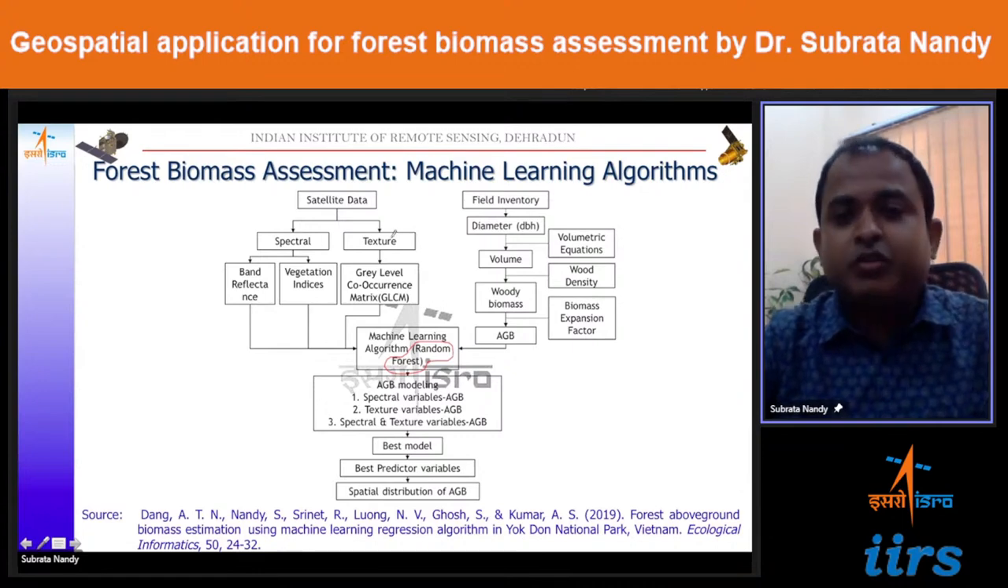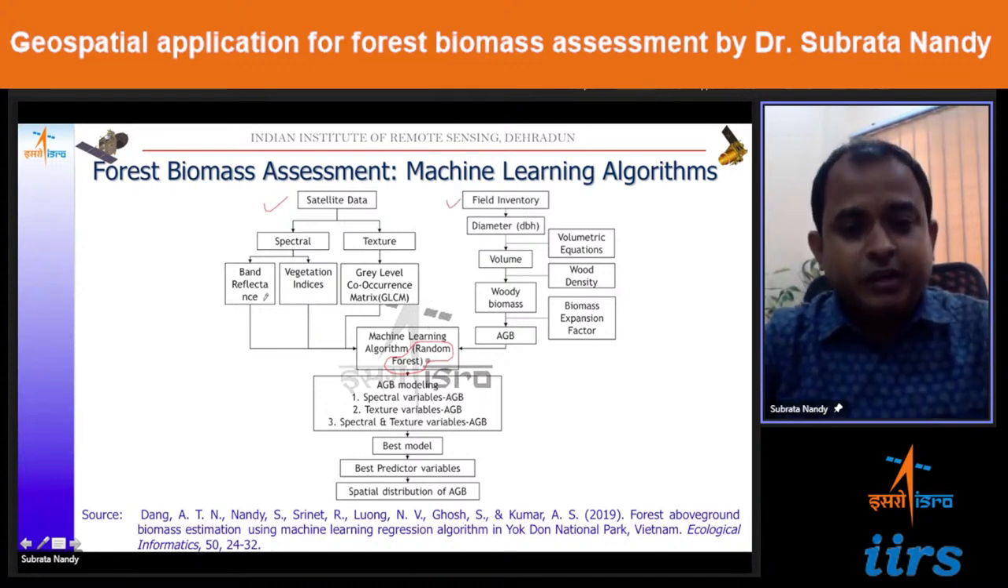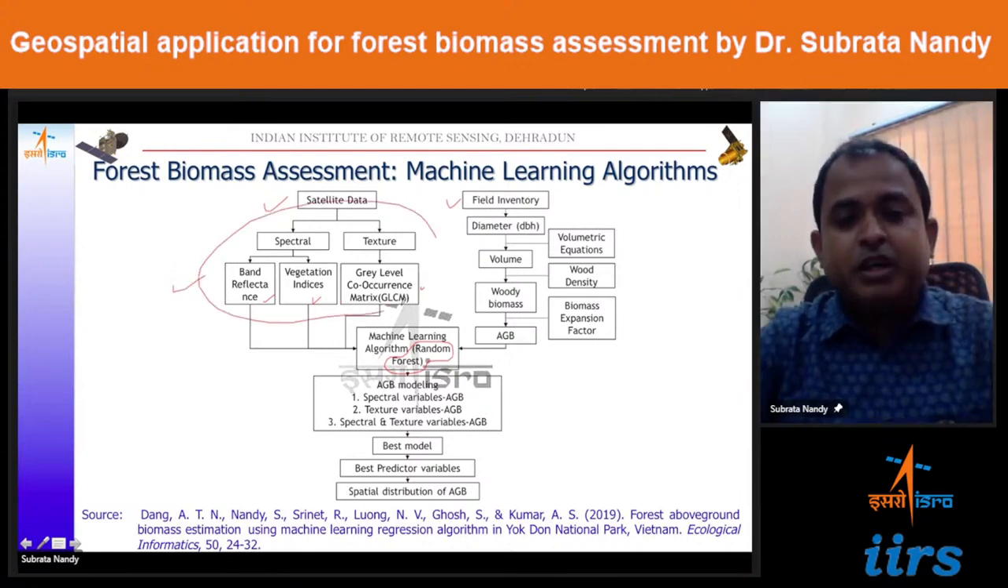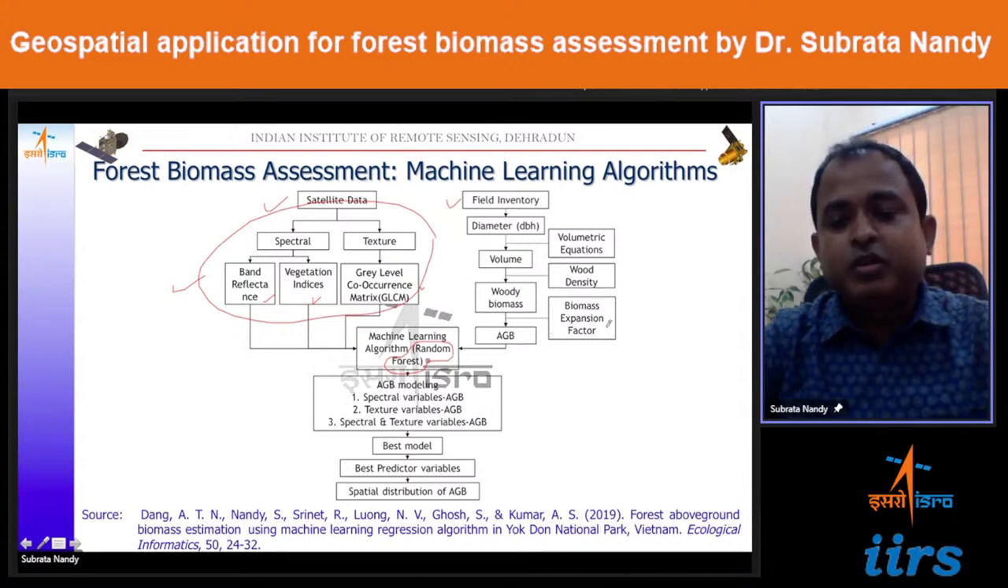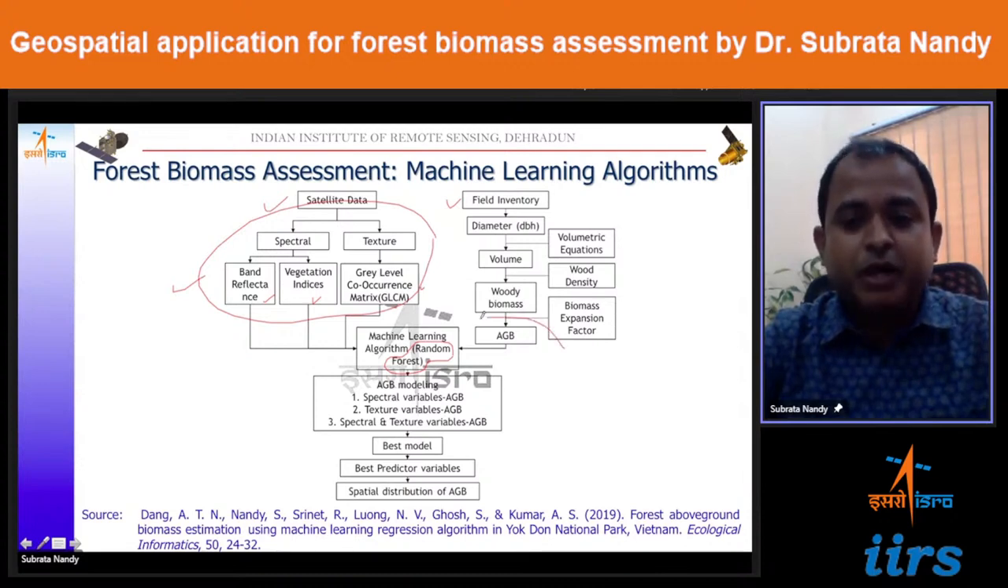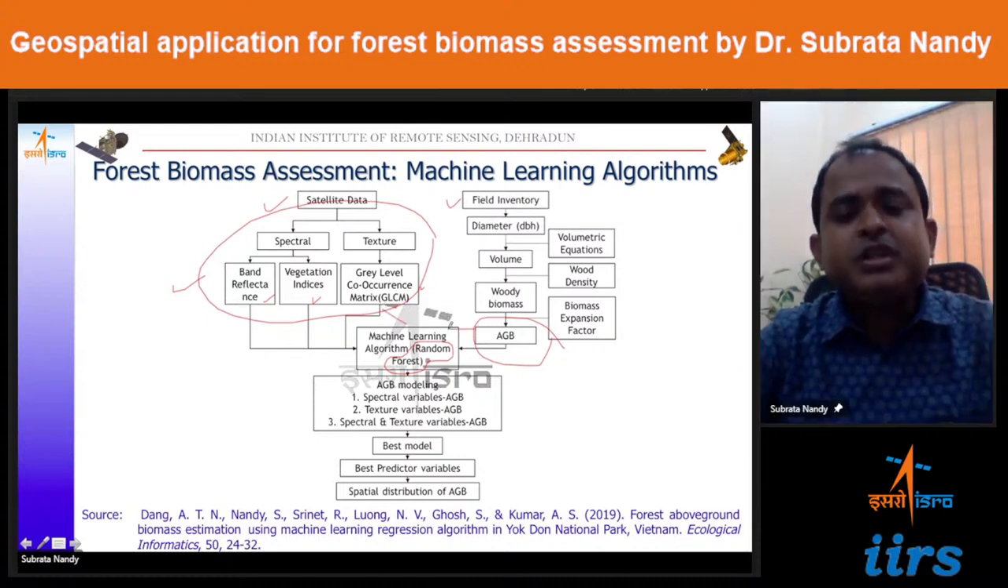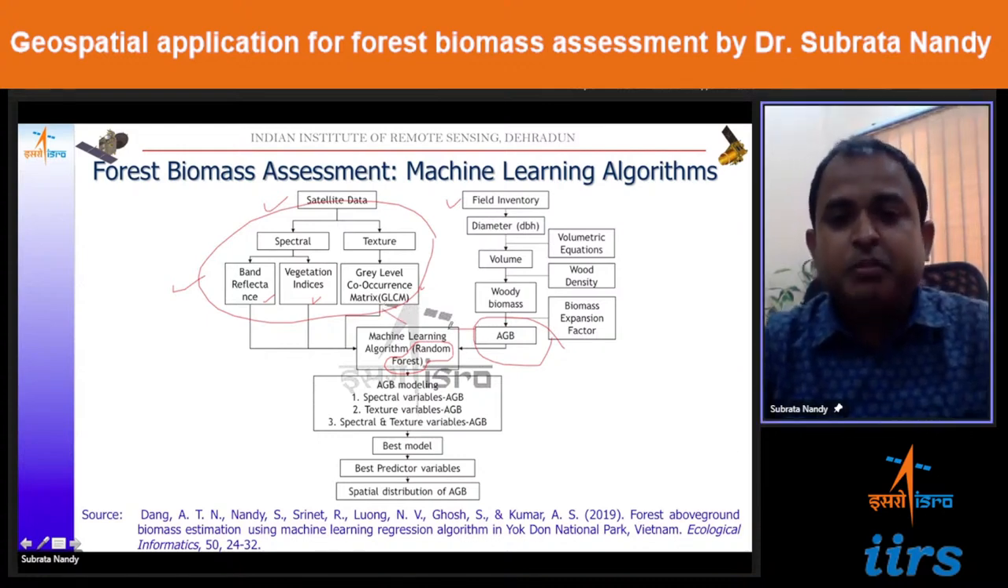Now here in this case, again, this is the satellite data part, this is the field inventory part, and this is the modeling part. In this case, we have taken spectral variables as well as texture variables. So these are the independent variables, and then these variables were related with the above ground biomass, that is field biomass, and integrated using a machine learning algorithm, that is random forest.